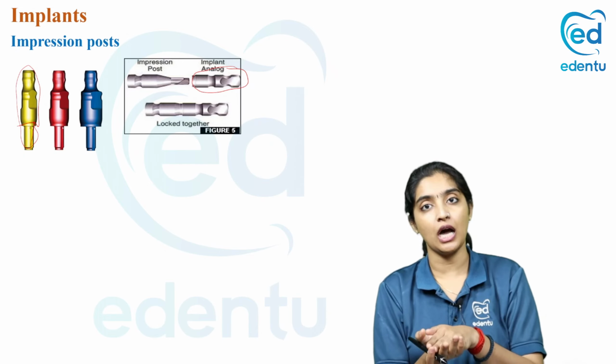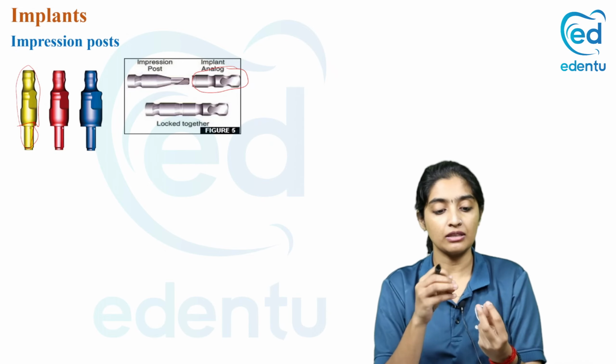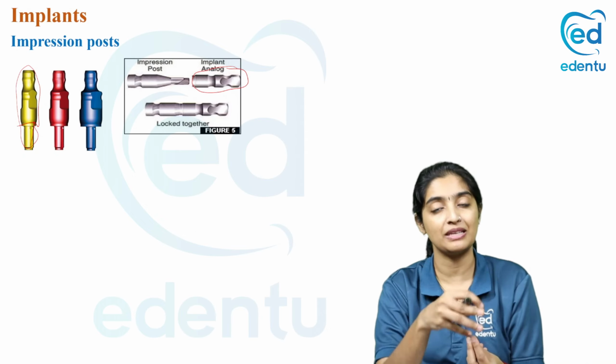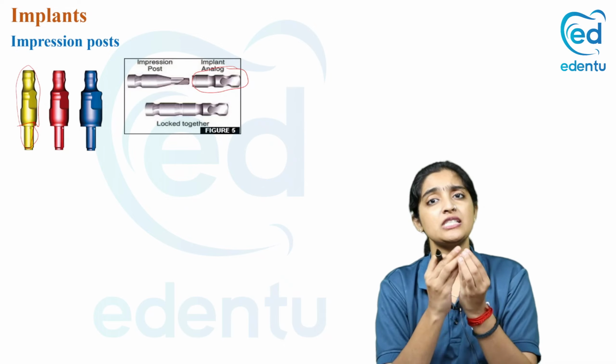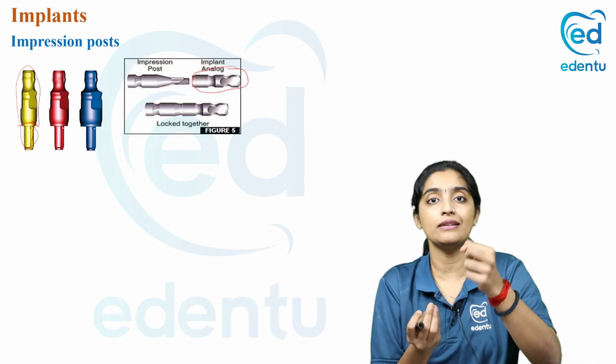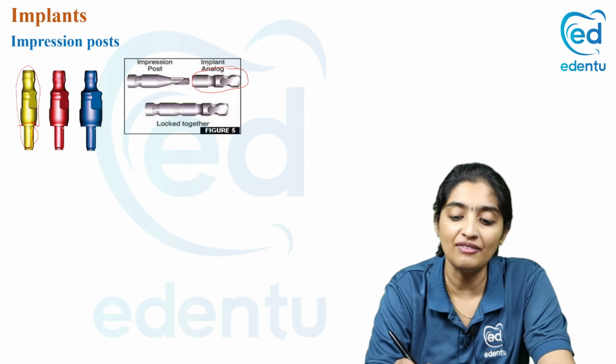Once you pour the cast, what happens? You have nothing to fabricate the prosthesis. You have to put the abutment, you have to make the crown, right? So there has to be something like a replica of the implant inside the cast so that this can be done. So you have an implant analog.